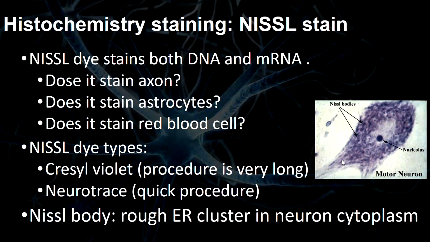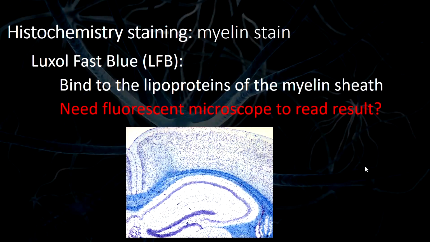You are going to find some Nissl staining in the axon, but not the whole axon, just the starting part of the axon. So does the dendrite. There is a little bit of staining of the dendrite after the Nissl stain. Okay, next stain is a myelin stain. There is a dye called Luxol Fast Blue that will particularly bind to the lipoprotein of the myelin sheaths.